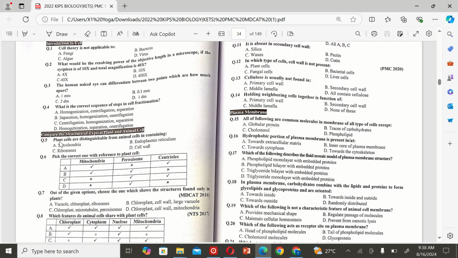The next MCQ is: plant cells are distinguishable from animal cells by containing A. mitochondria, B. endoplasmic reticulum, C. ribosomes, and D. cell wall. So the correct option is D. Cell wall.